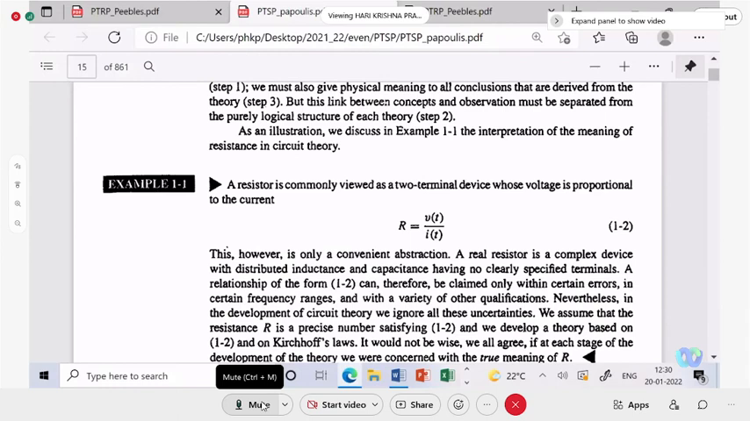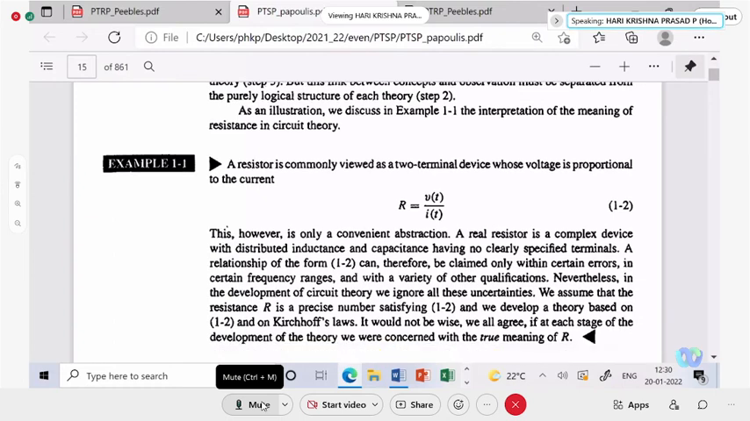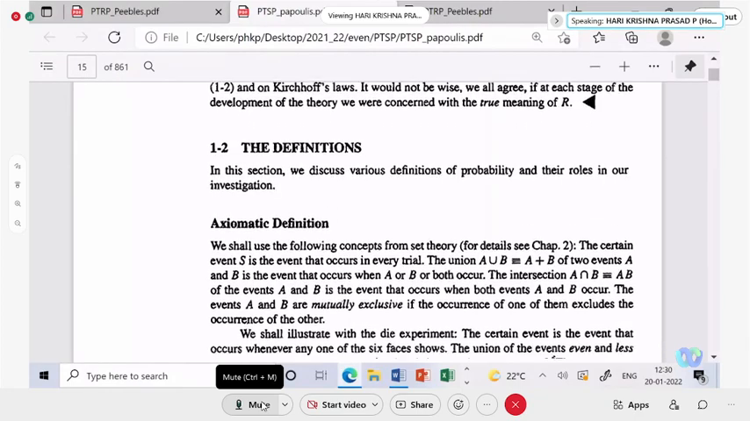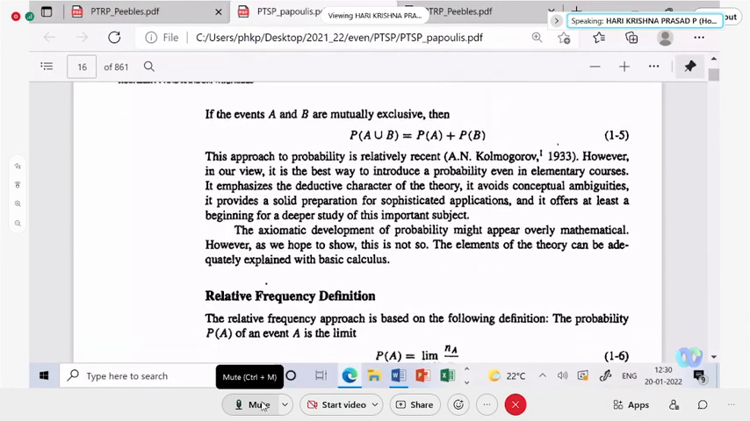See, and just one line before that, as an illustration we discussed in example 1.1 the interpretation of the meaning of resistance in circuit theory. Okay? So nothing can be formulated as a problem. So don't take up such things. Let us see the next example.